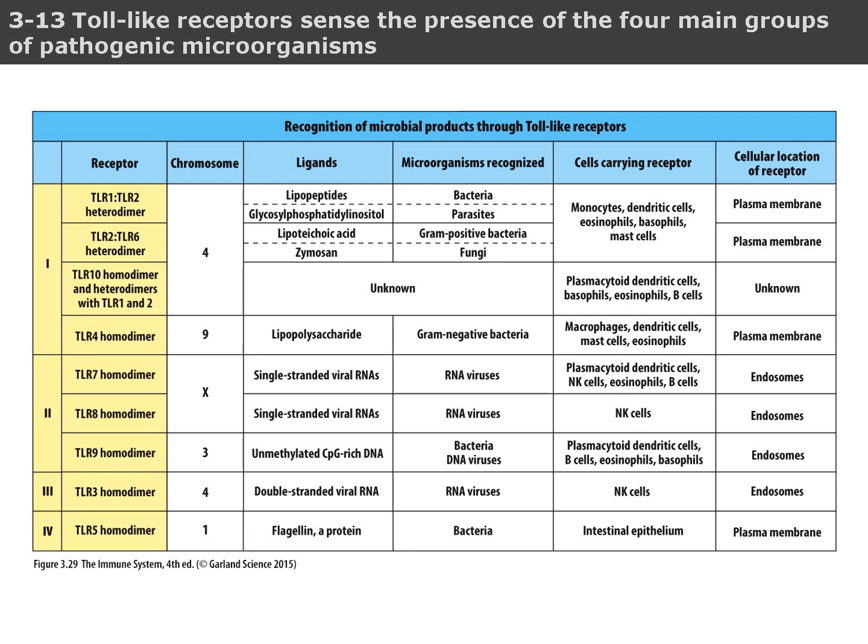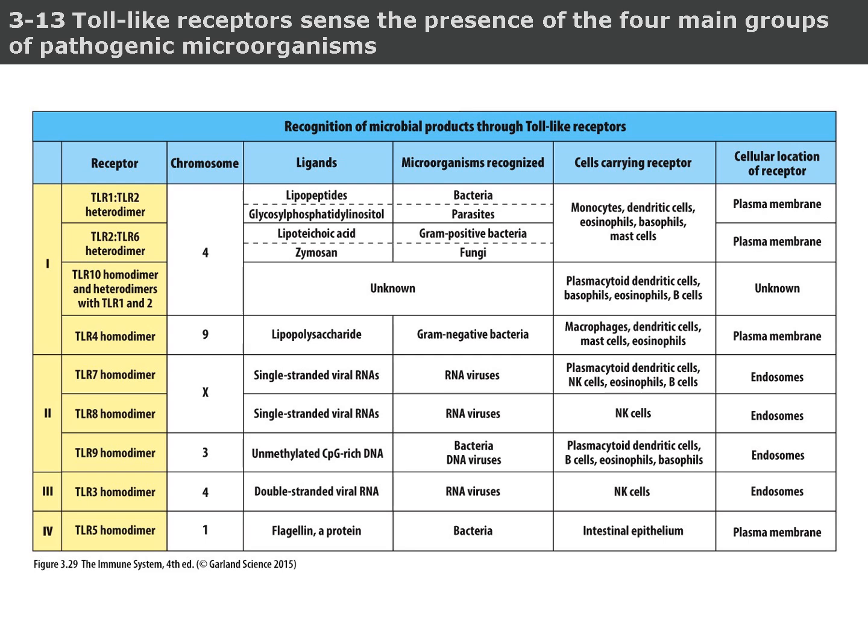Within endosomes, TLR7 and TLR8, both responsive to single-stranded viral RNA, and TLR9, which detects unmethylated CpG DNA from bacteria and DNA viruses, play key roles in antiviral defense, particularly in plasmacytoid dendritic cells, NK cells, and B cells. TLR3, also located in endosomes, recognizes double-stranded viral RNA and is especially active in NK cells.